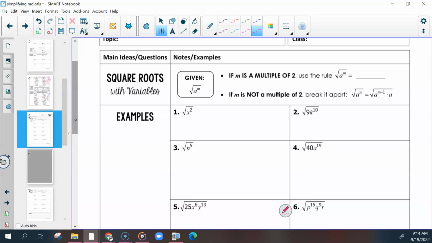So x squared, and I know we haven't done exponents yet, that'll be the next unit, but if I had x squared, that's me saying x times x.